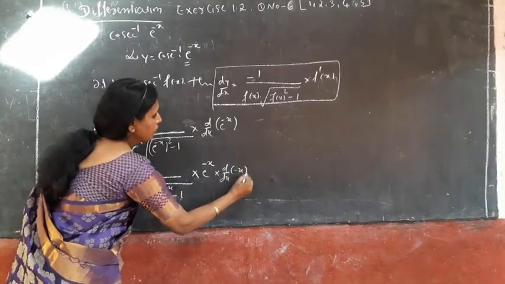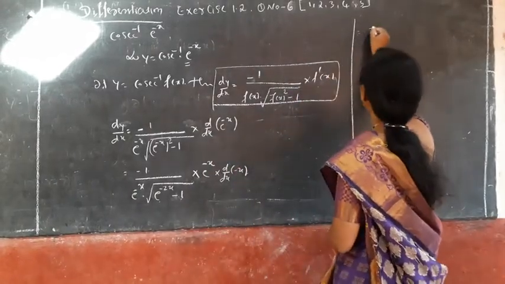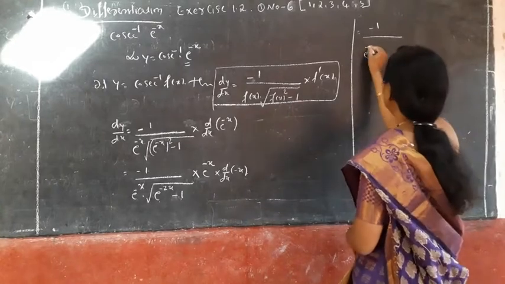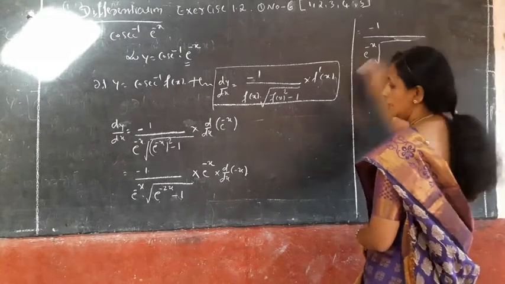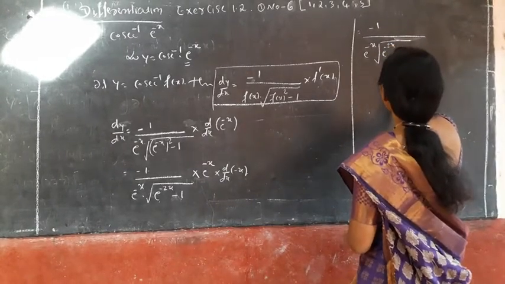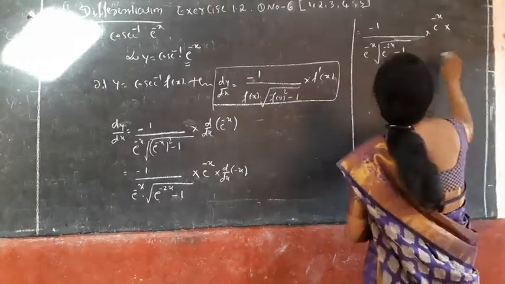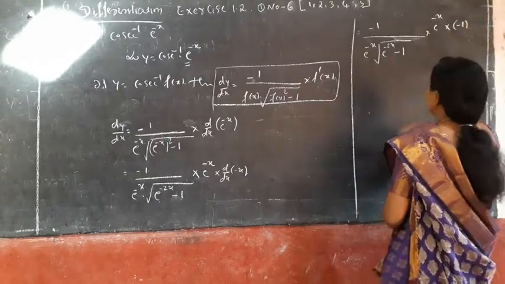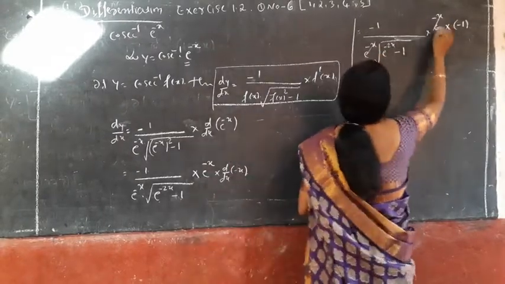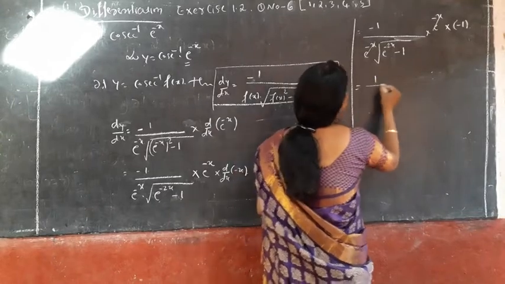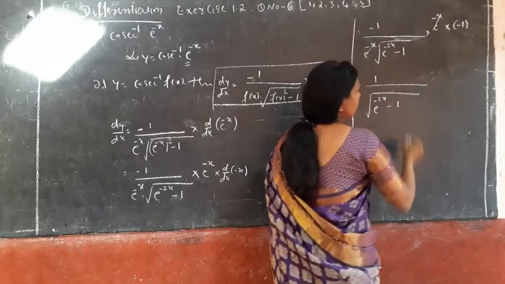differentiation of minus x. Okay, next, see here, this is equal to minus 1 divided by e raised to minus x into square root of e raised to minus 2x minus 1 into e raised to minus x. Differentiation of x with respect to x is 1, therefore here it becomes minus. Minus into minus becomes plus, e raised to minus x, e raised to minus x get cancels. We get 1 divided by square root of e raised to minus 2x minus 1.